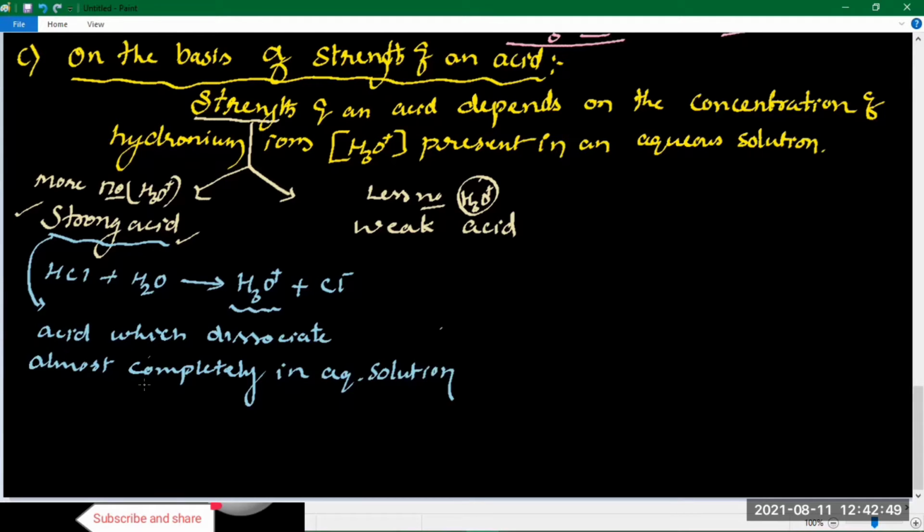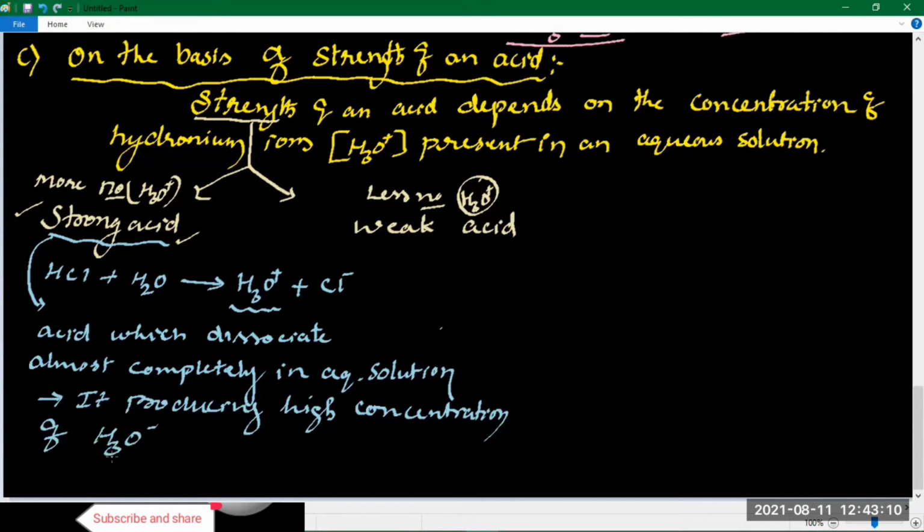An acid which dissociates almost completely in aqueous solution produces a high concentration of ions. Which ions? A high concentration of H3O plus ions. That is what we call strong acids. And strong acids always give you more H3O plus ions.